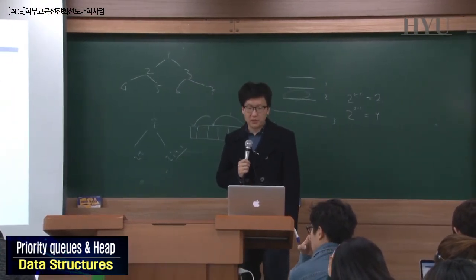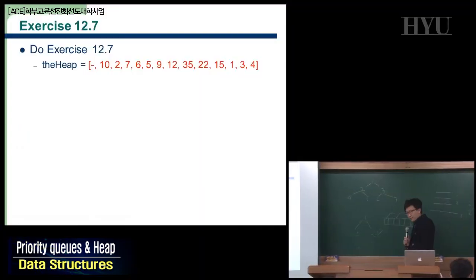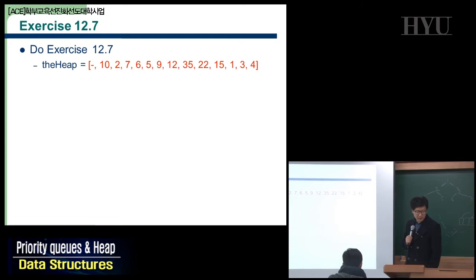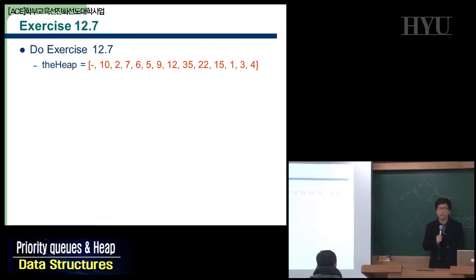After this, it's just practice. Do the exercise for 12.7: 10, 2, 7, 6, 9, 6, 5, 9, 12, 35, 22, 15, 1, 3, 4. I think one of the assignment questions will ask you this anyway, so I'm going to skip it. The previous example and another example in your textbook are probably good enough.